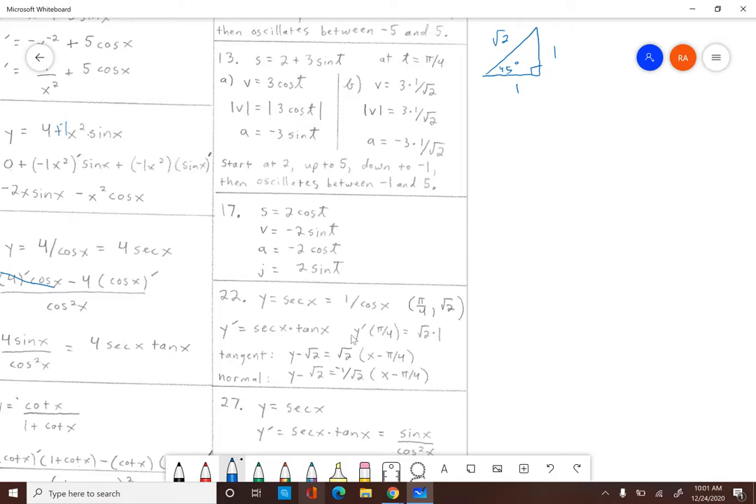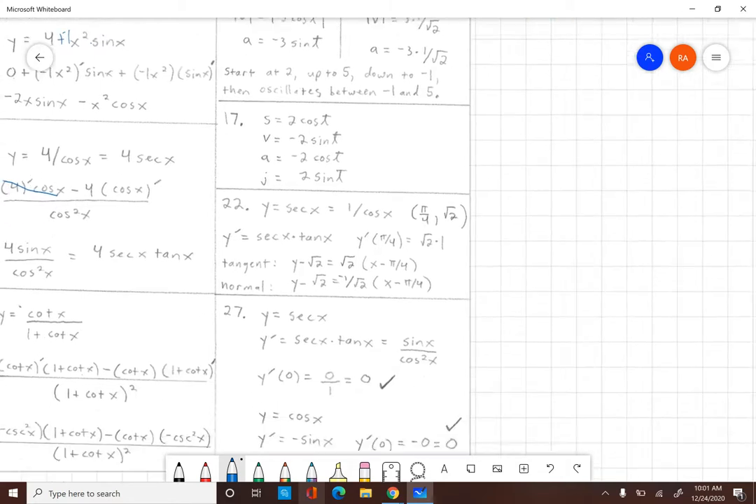So that's my slope. Again, take the derivative equation, plug pi over 4 into the derivative to get the slope of the tangent line. So now I have my point and my slope: y minus root 2 is equal to the slope, root 2, times x minus pi over 4. Tangent line's done. For a normal line, the point is the same, and just take the opposite reciprocal slope and leave it just like that. Done there.